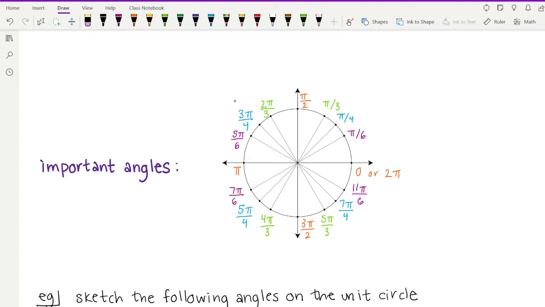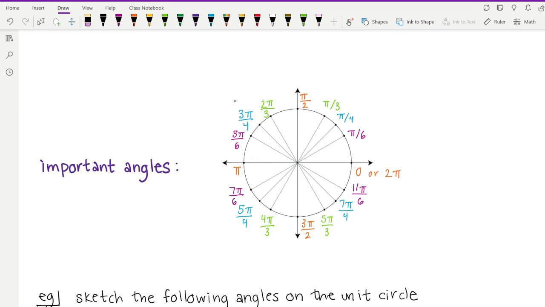I want to be clear, there are other angles that exist. For example, you could say the angle pi over 12. So pi over 12 would be halfway between 0 and pi over 6. But these are the angles we're going to be working with most commonly, because we'll see that these are the angles whose terminal points are going to be easy to determine. So I don't want you to think that these are the only angles on the unit circle. These are just the important angles, the angles that we're going to be referring to most commonly.